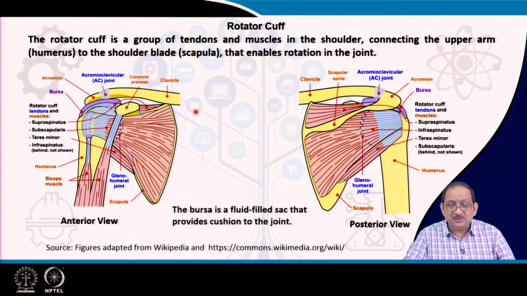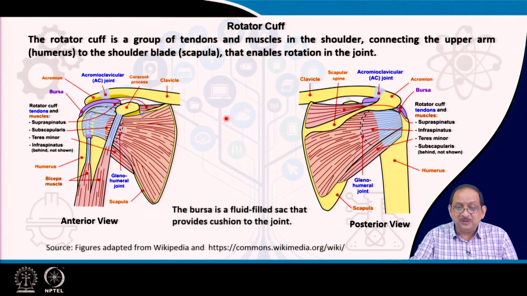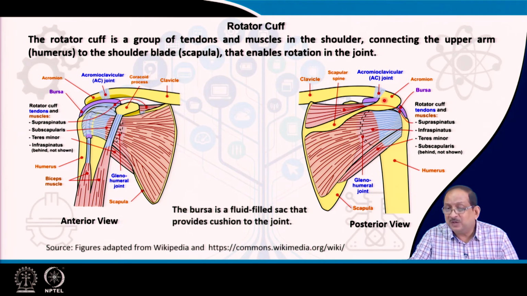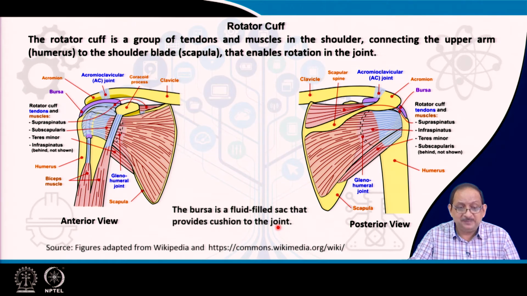Now, within this whole structure of the shoulder, there is a fluid filled sac that is located near the glenohumeral joint towards the superior side of the glenohumeral joint, and this fluid filled sac is known as the bursa, which provides cushion to the glenohumeral joint.